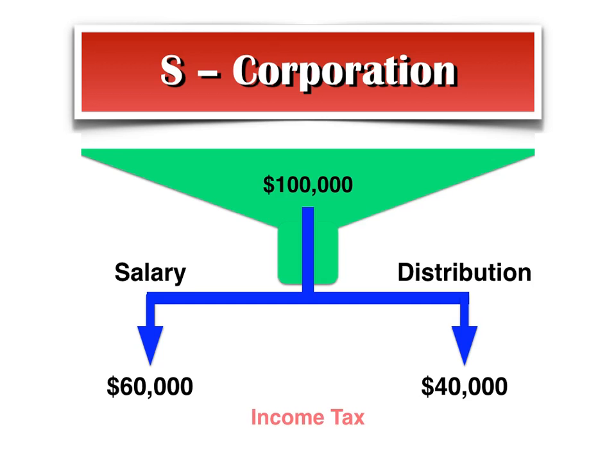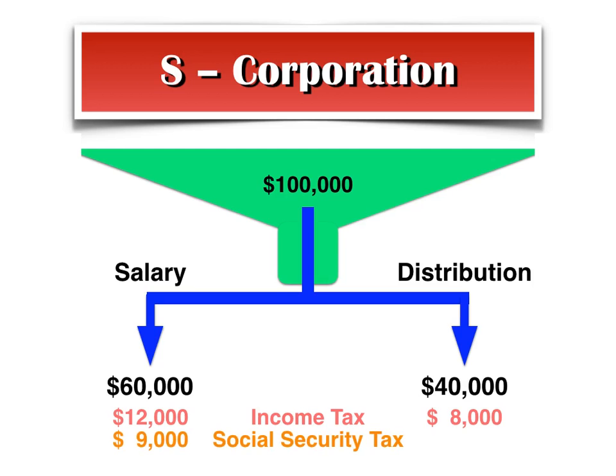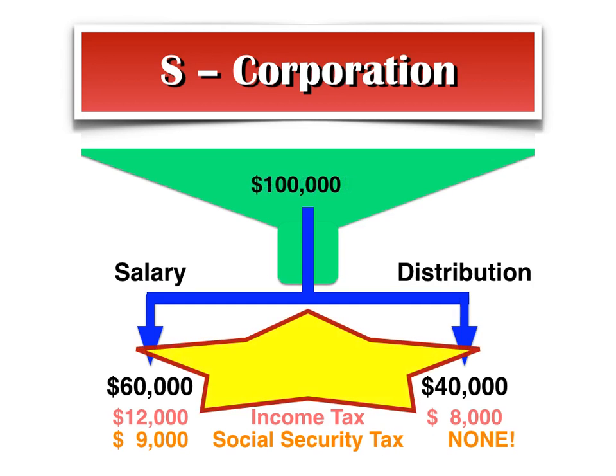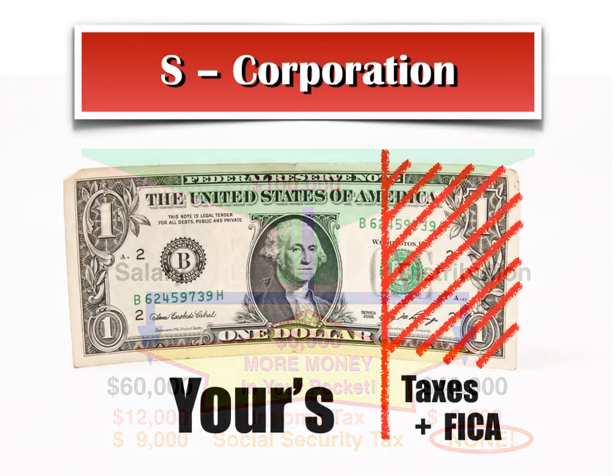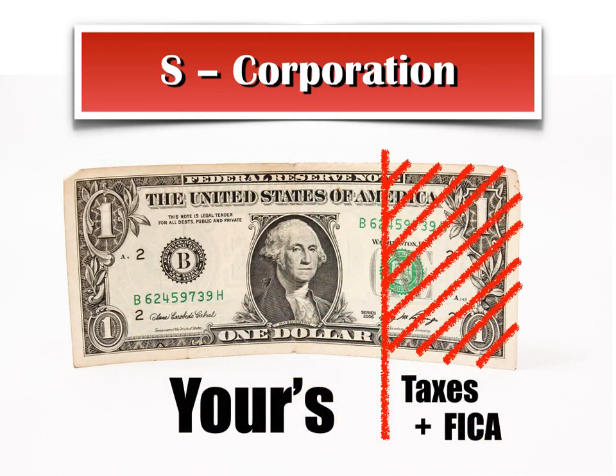Now, both are going to be taxable for income tax purposes, so you'll pay the same as before. But Social Security tax is only due on your salary. There is no tax charged for Social Security on the distribution portion. And that means that in effect, in this case, you would have an extra $6,000 more money in your pocket to spend in any way you like. This time, your part of the bill looks a lot better than the government's part of the bill. Why? Because you've used an S corporation.